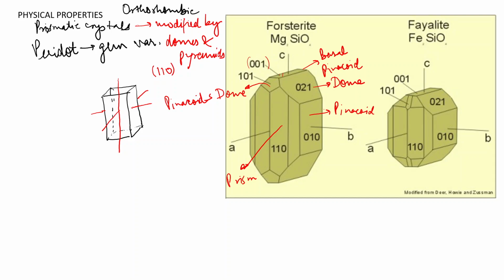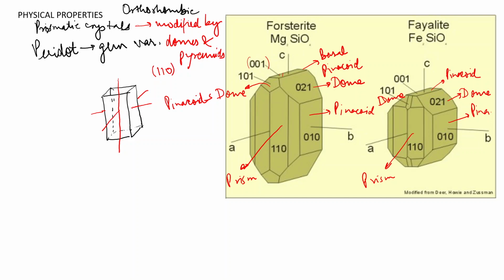Similarly, if you look at the fayalite again, this phase is a pinacoid phase. This is again the pinacoid phase, while 011, it is a dome phase. 101, it is again a dome face, and 110, it is a prism face. So here you saw that the crystals which you can see, they are showing a modification of the crystal form.